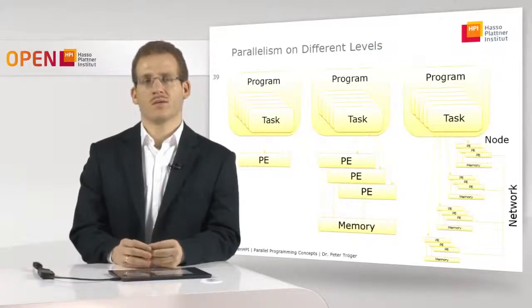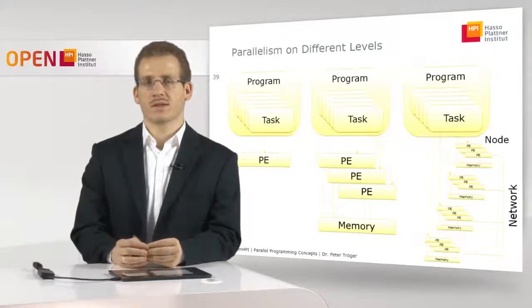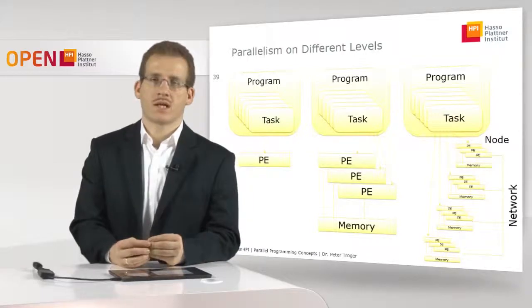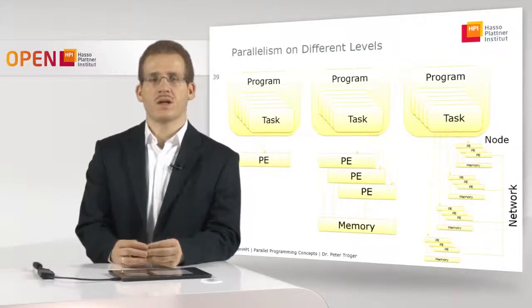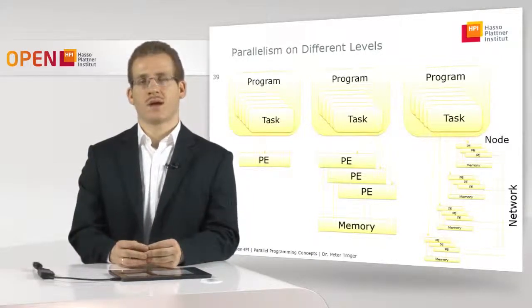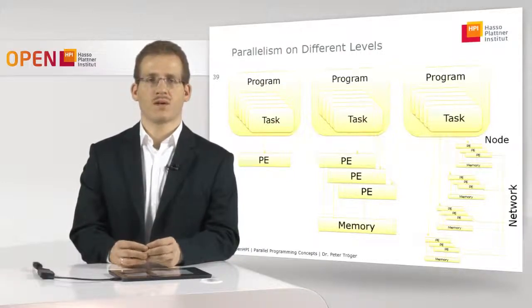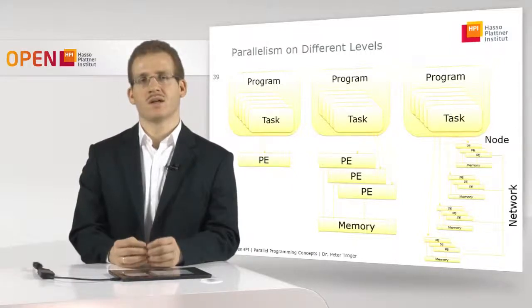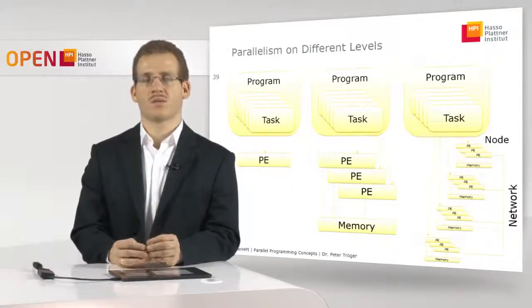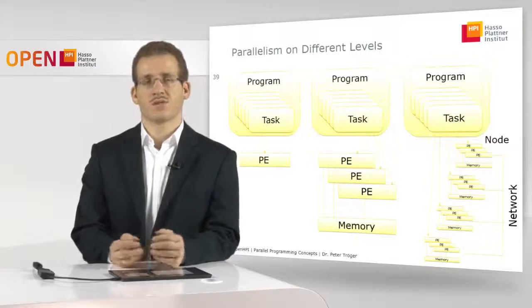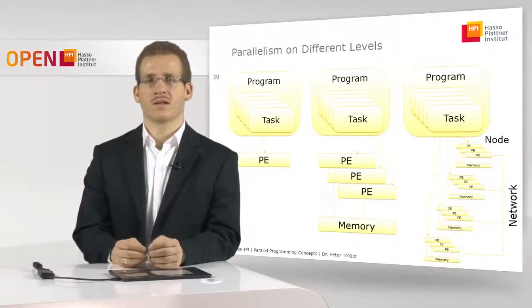The second idea would be to have multiple of these processing elements in the same system, but they're all attached to the same main memory. And the third idea is to have a couple of nodes, a couple of machines, and they are connected by a network. And now you start to distribute your tasks to these different nodes so that they can run in parallel on multiple machines in order to solve the overall programming task.